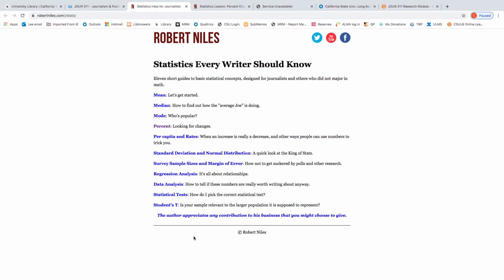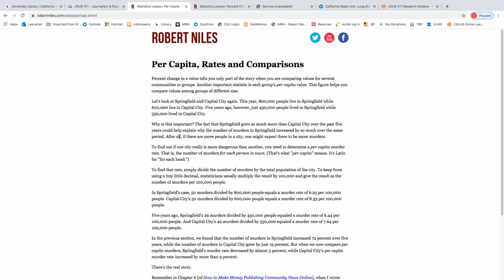Another thing that you have to be very aware of in your reporting is per capita and rates. So if I want to compare the number of murders in Orange County to the number of murders in Los Angeles County, and I found that there were 50 murders in the last 6 months in Orange County and 50 murders in the same period of time in Los Angeles County, which county would you say has the greater problem with murder? Well, it would be Orange County, because there are so many fewer people in Orange County.